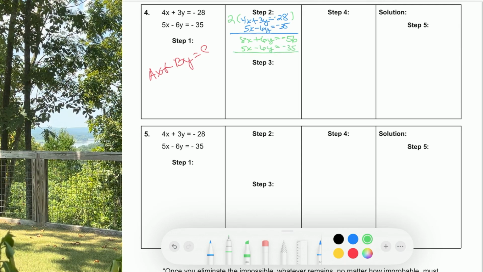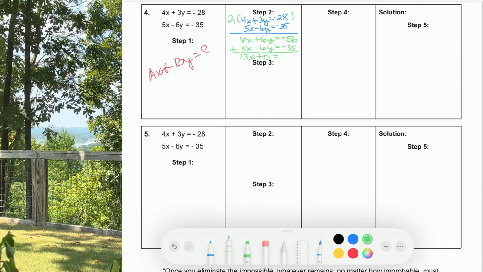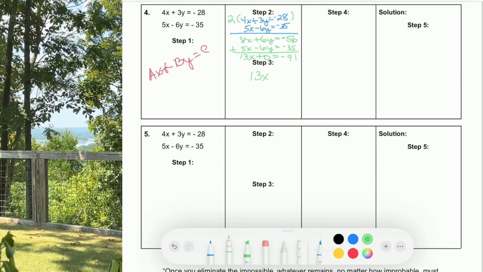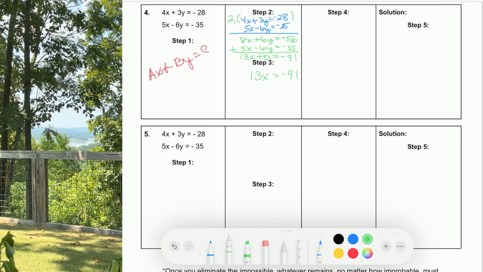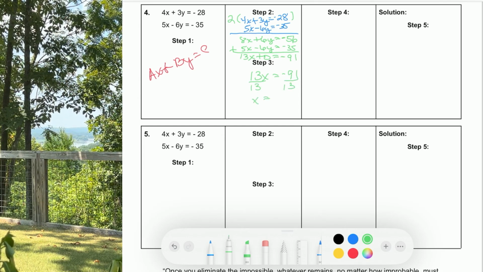All right, add these equations together. 8x plus 5x gives me 13x. The y's cancel out and become 0. Negative 56 plus a negative 35 is going to be a negative 91. Go to step 3. Divide both sides by 13. And I get x equals negative 7.